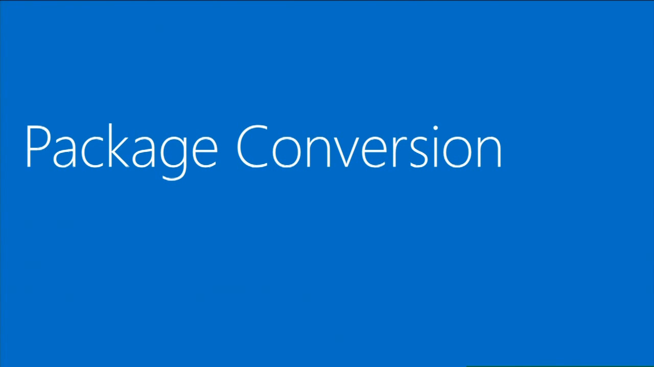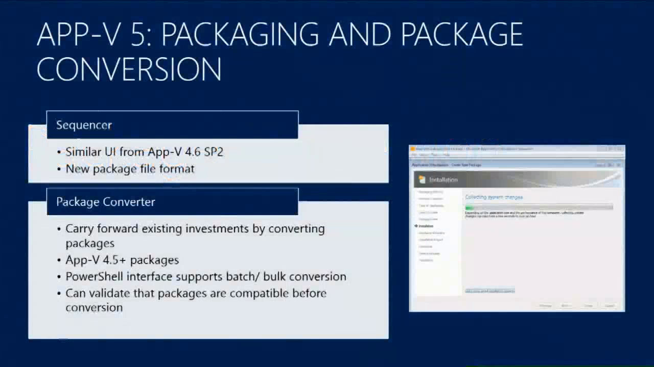So it's one tool, and it's installed with the sequencer. And I'll add also that it's not necessarily a turnkey tool. So there are some things in 4.6 that don't translate to 5.0, and we'll talk about those in a few minutes. In terms of packaging and package conversion on version 5, the sequencer hasn't changed. For those of you who've played with it, it looks identical. Obviously, the output is a whole different format.